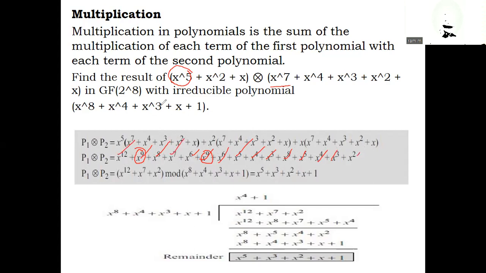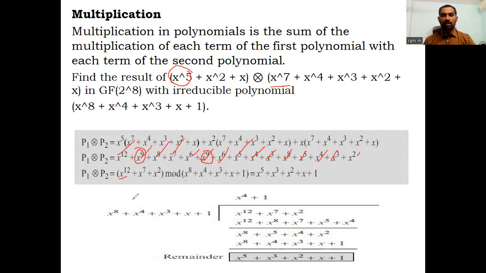Now, what is the range we have considered? x power 5 and x power 7, but the result has become x power 12. It is out of the polynomial range. So we use an irreducible polynomial, that is x power 8 plus x power 4 plus x cube plus x plus 1, to get into the range. Our range is up to x power 7, but the result is x power 12.